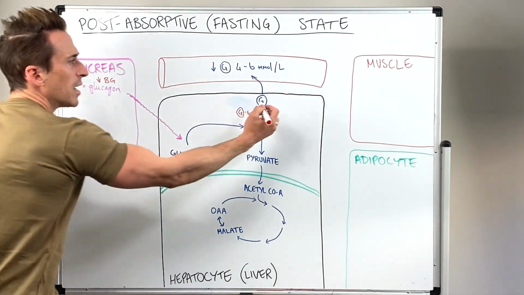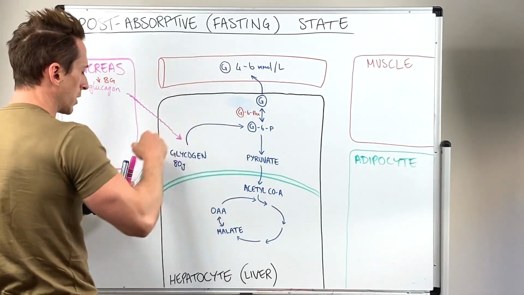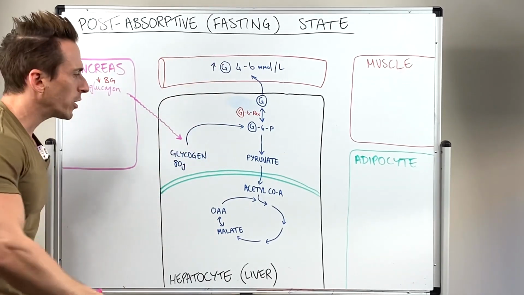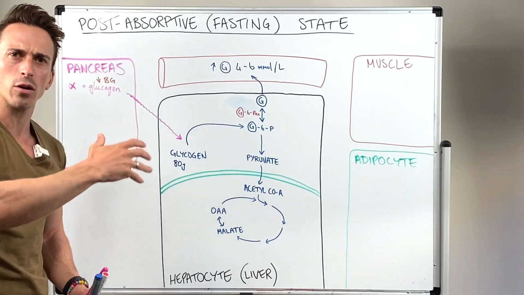But now think about this. Now the glucose released into the bloodstream, what happens to the blood glucose levels? It starts to go up a little bit. We don't want to just continually break down that stored glycogen, right? Because our blood glucose levels will go too high.